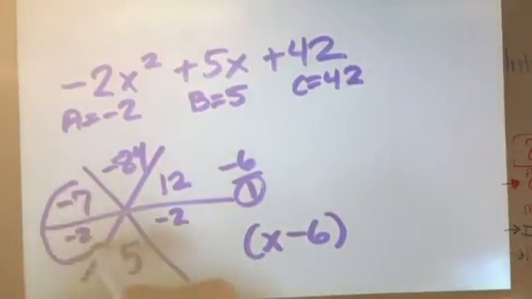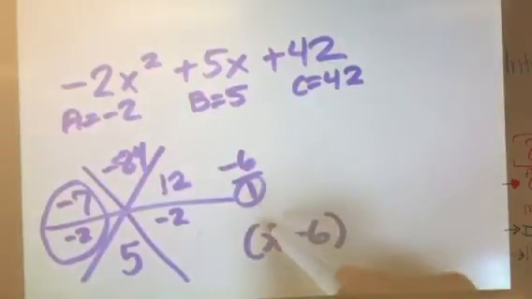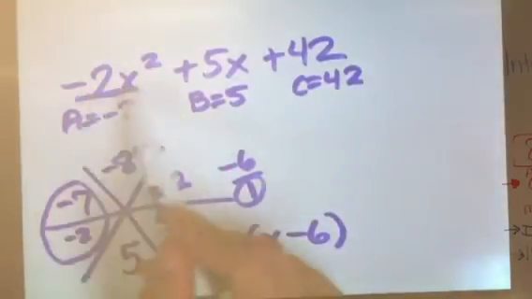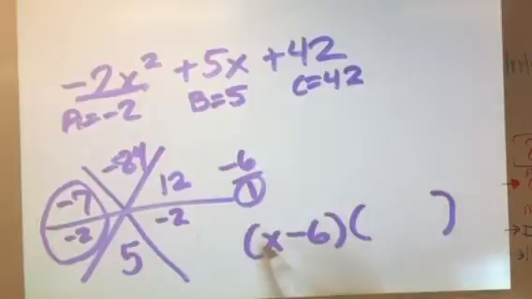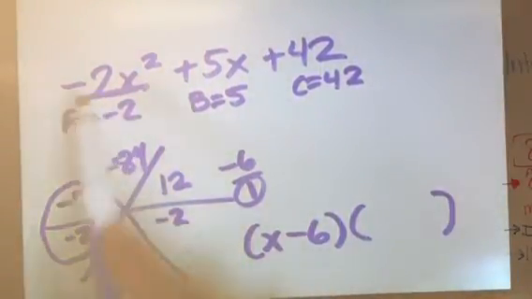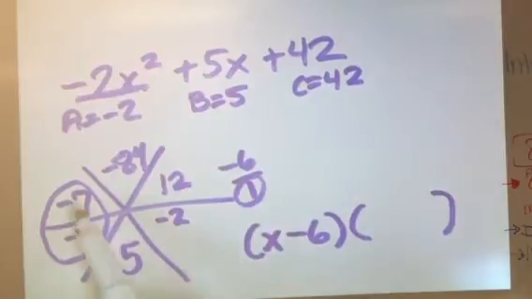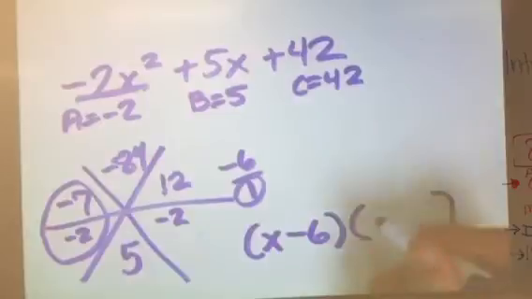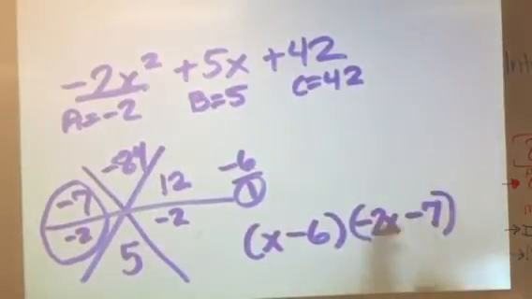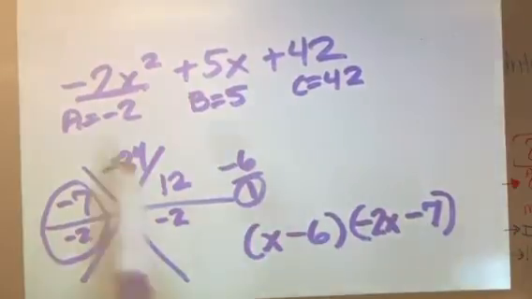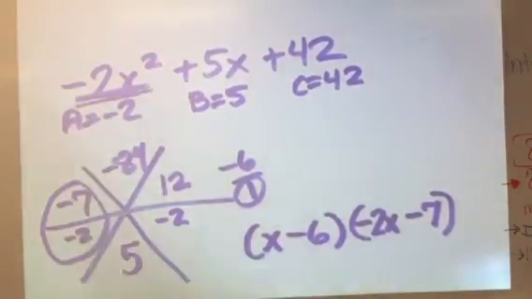Here, remember that this first term is a negative 2x squared. So x times a negative number is the only way to get a negative 2x squared. This cannot be simplified, and we are going to leave it as a negative over negative, meaning negative 2x minus 7. Both of those negatives are needed in order to multiply and still get that negative 2x squared.